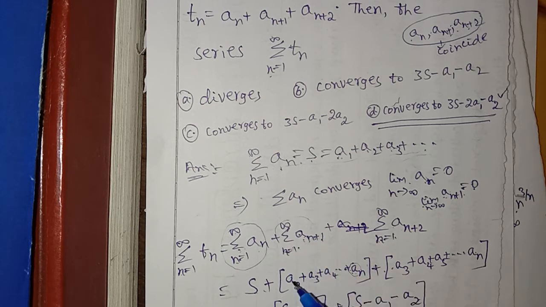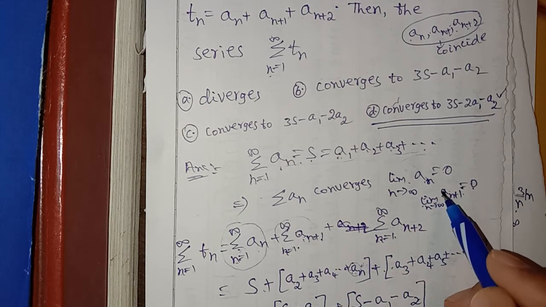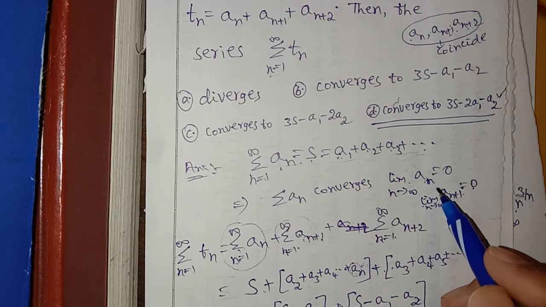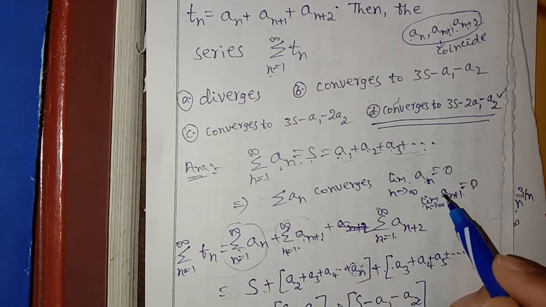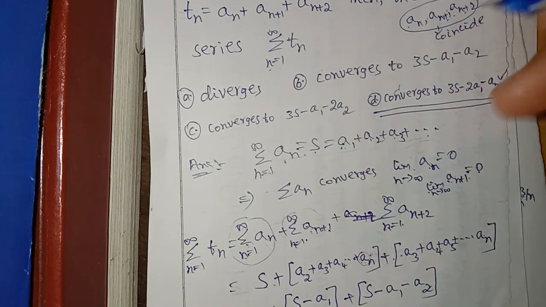At n is equal to 1, this becomes a2. At n is equal to 2, this becomes a3. At n is equal to 3, this becomes a4, up to an. Sorry, an plus 1. So an and an plus 1, as limit n tends to infinity, we can say that they coincide.